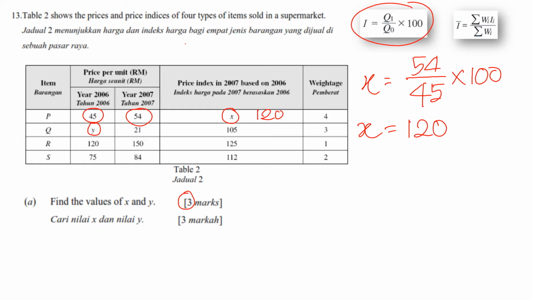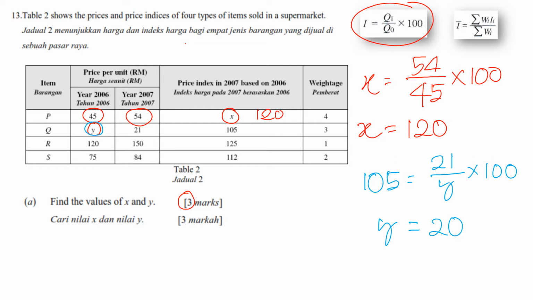Then you continue to y. Where is y? Y is here. So by using the formula as well, which is 105, the price index equals the instant year, which is 21, over y, the original price, the price that you compare, times 100. Then by having the proper operation, you shall get y equals to 20.